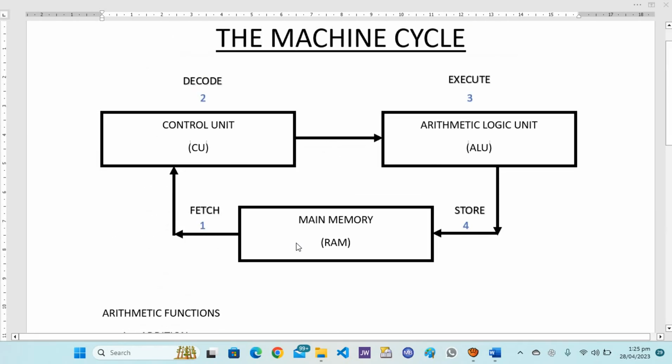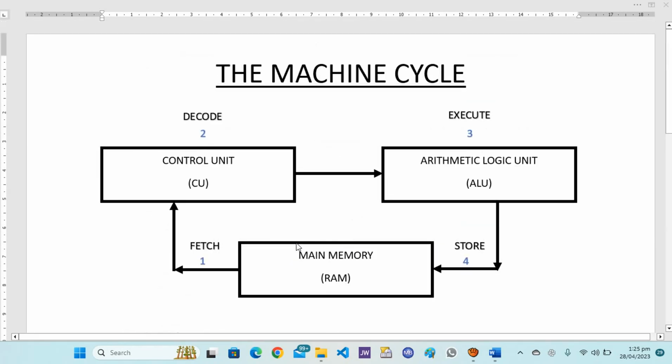Whether we are playing music, surfing the internet, or playing games, etc., in the background, in the CPU, the computer is either adding sequences of zeros and ones, subtracting sequences of zeros and ones, multiplying sequences of zeros and ones, dividing sequences of zeros and ones, or comparing sequences of zeros and ones, and then bringing out the result in a form we can understand and appreciate.